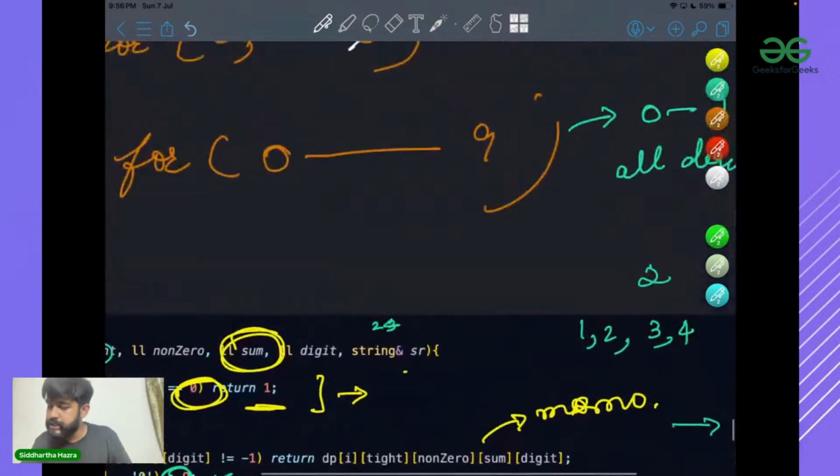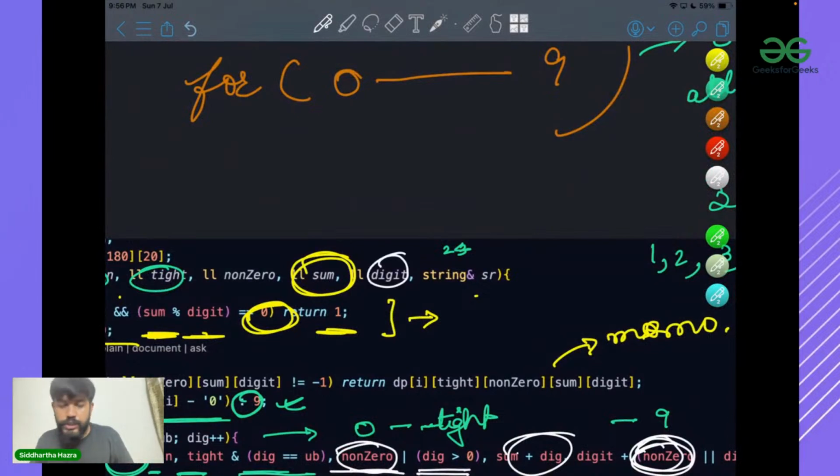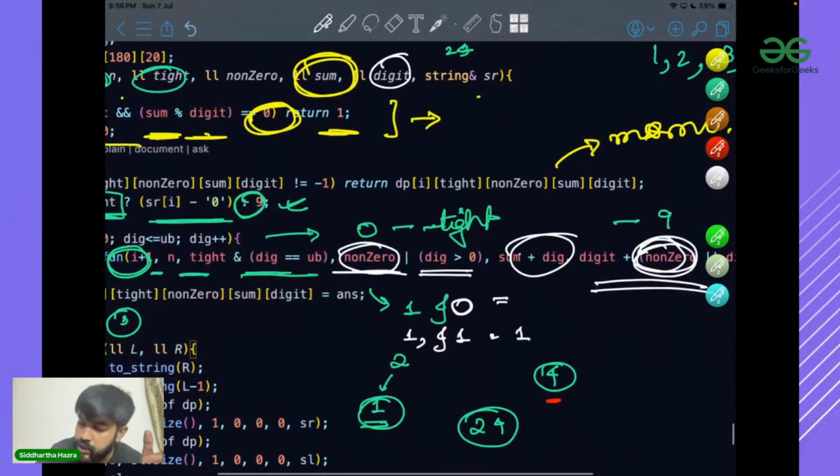What is this digit basically? This is the digit count. So 0 would contribute as a digit. 0 would contribute as a digit in the computation when we have seen a non-zero. That is why we have a non-zero condition over here.